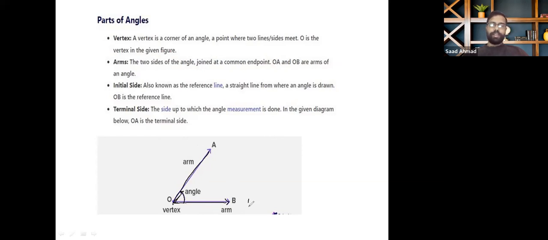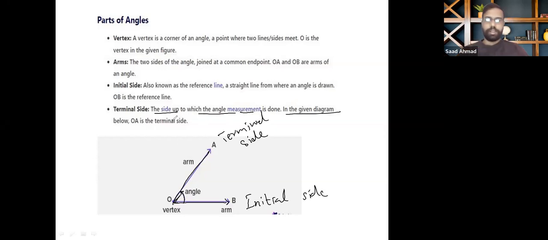So this arm is the initial arm, the initial side, and the one over which it ends is called the terminal side. The terminal side is the side up to which the measurement is done. When the measurement is done, the side that is up there is called the terminal side.